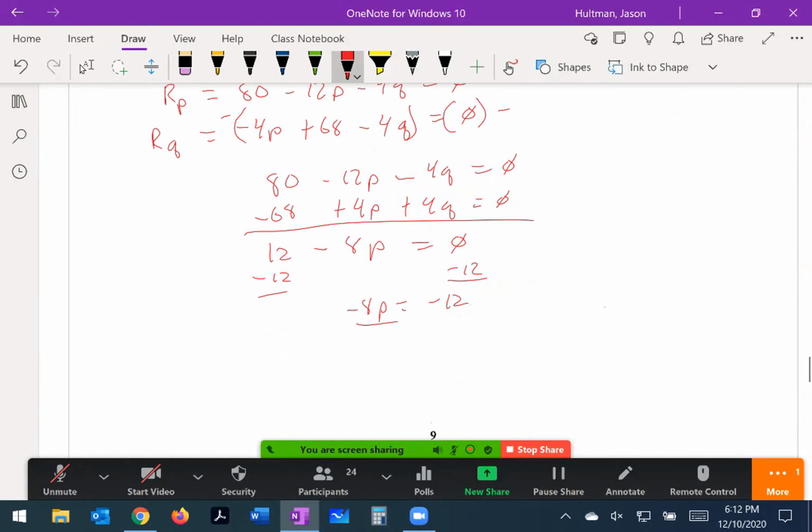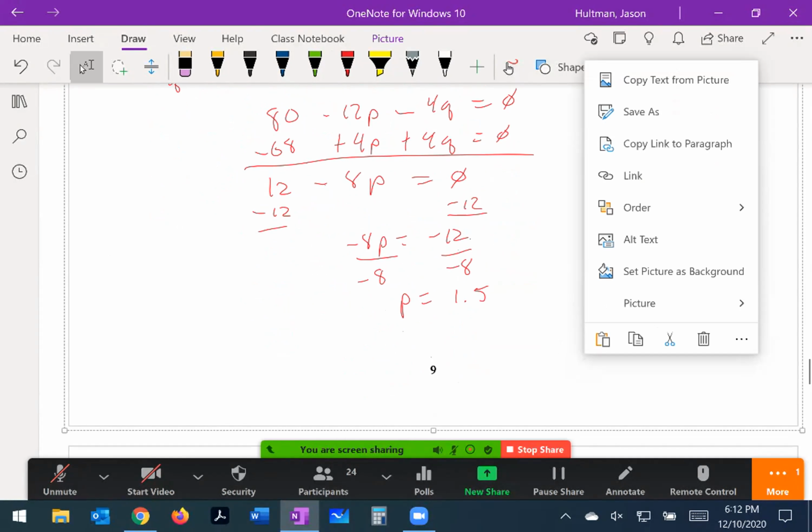Divide by negative 8. And P is equal to 1.5. Okay, so now I've got to figure out what Q is.